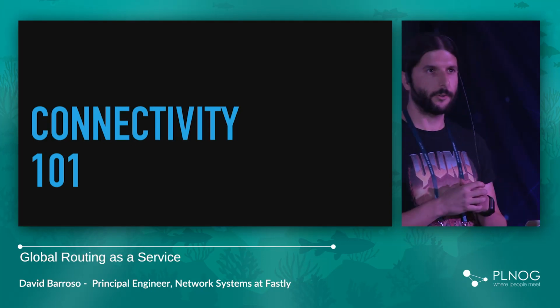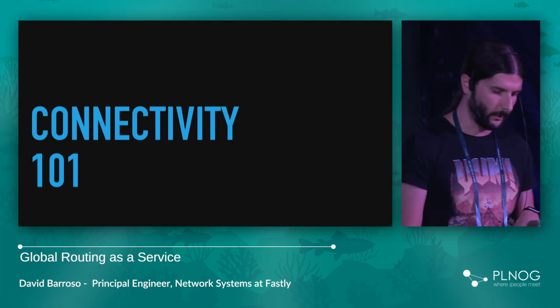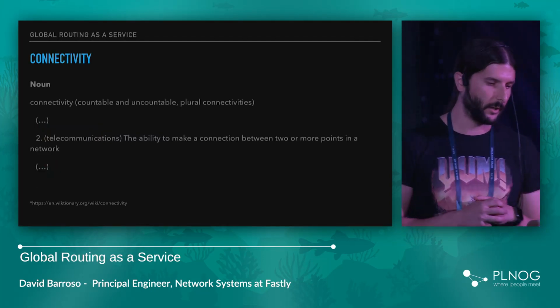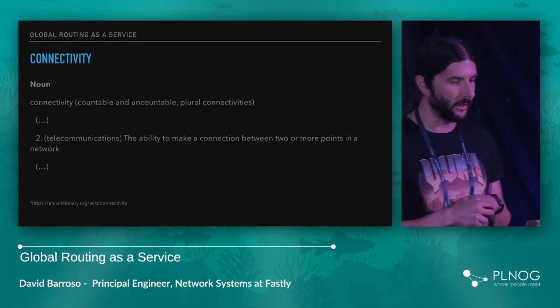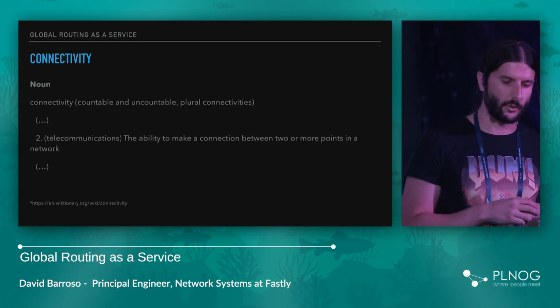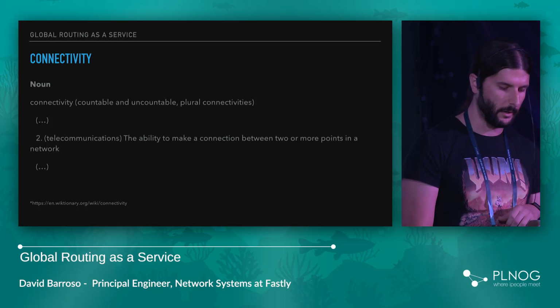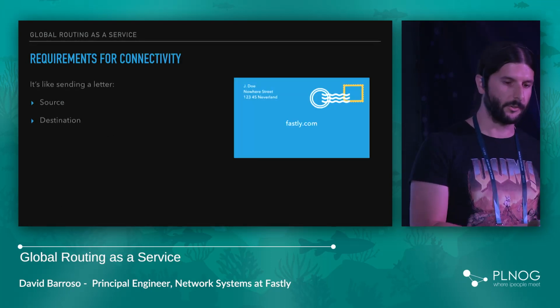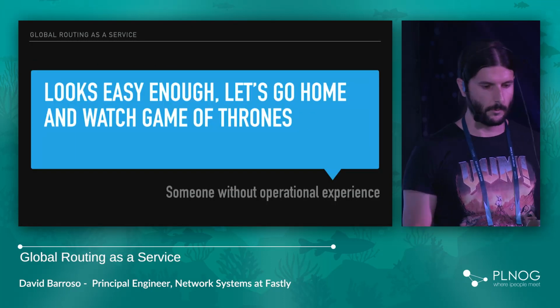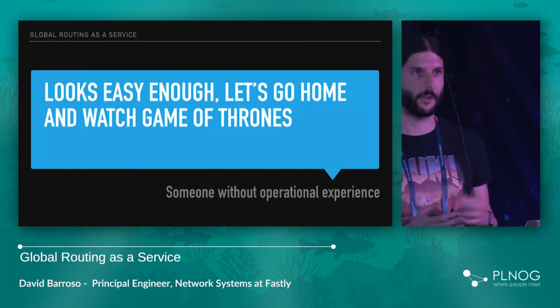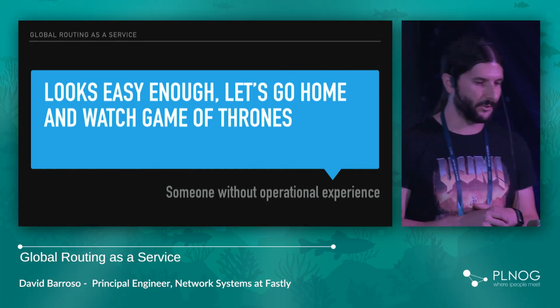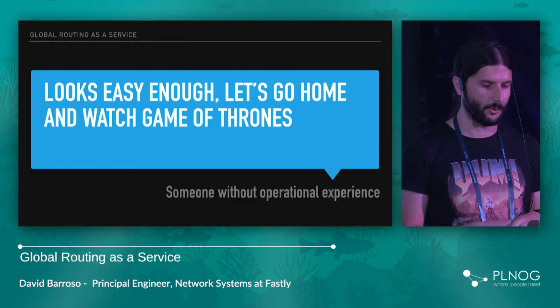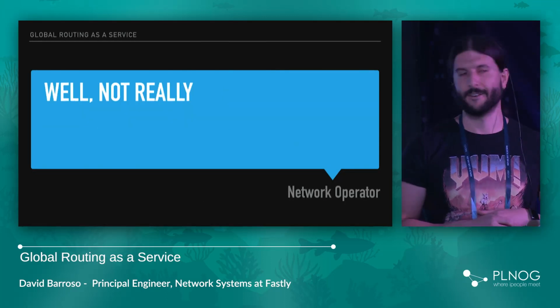So let's start talking about connectivity. What is connectivity? Connectivity is, according to the dictionary, the ability to make a connection between two or more points in a network. You need basically two things. You need a source and a destination. Well, looks easy enough. I don't know what the fuss is about, so let's just go home and watch Game of Thrones, right? Well, not really.